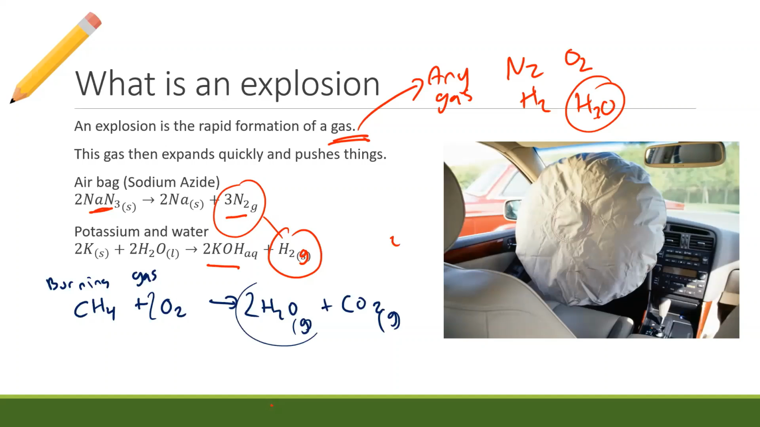We've actually got 4 different gases here, but in each of these, it's still an explosion. Notice as well that in most of these explosions, it actually produces heat. It doesn't have to produce hot gas. It can just produce gas, but usually hot gas expands more.